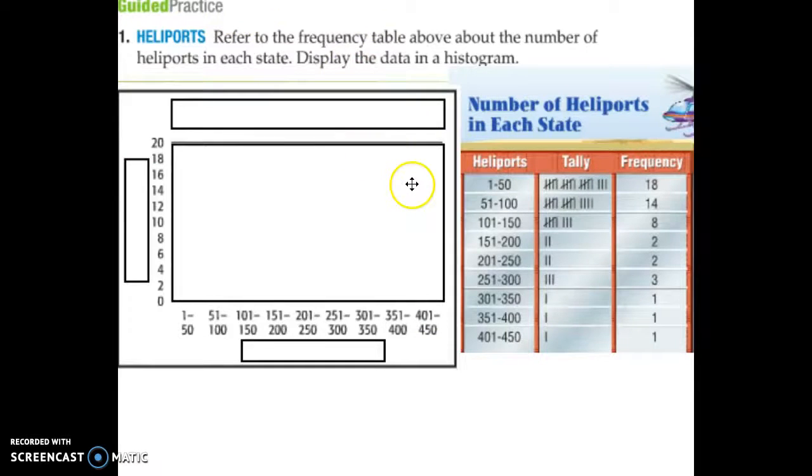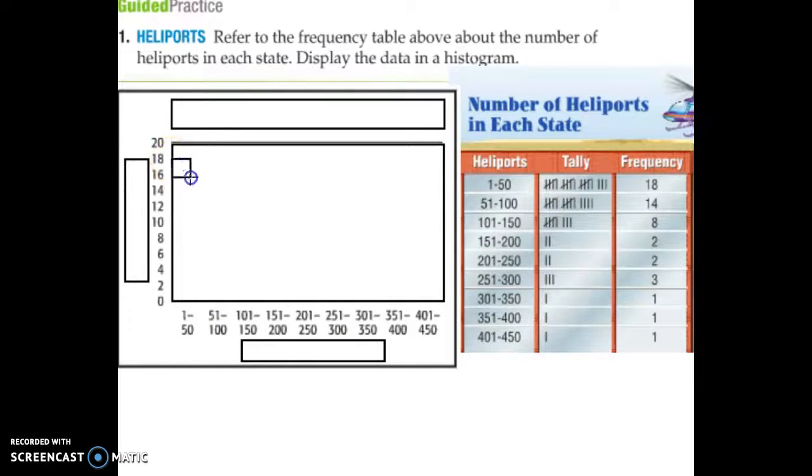Here's a practice one that hasn't been done for us yet, so we will do this one ourselves. Let me grab the rectangle function here. Alright, so here's my chart of the number of heliports in each state. 1 to 50 is 18, 51 to 100 is 14, and so on. So my first one is 1 to 50. How many are there? 18.